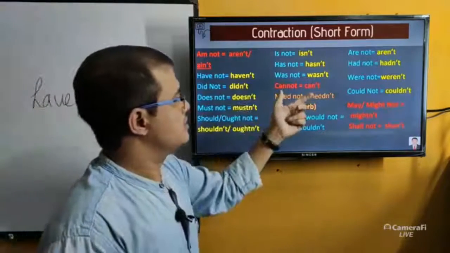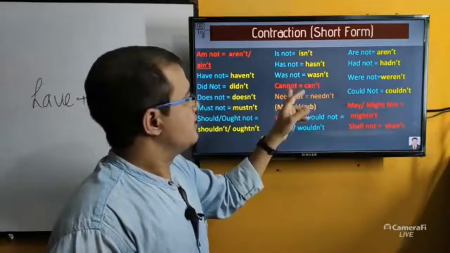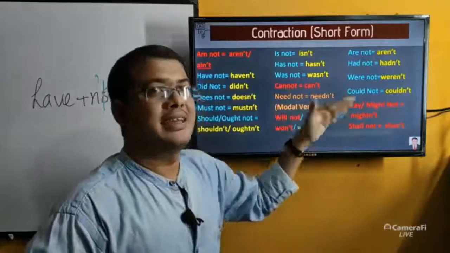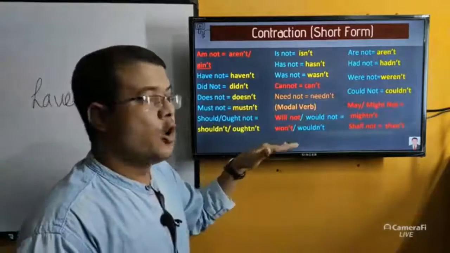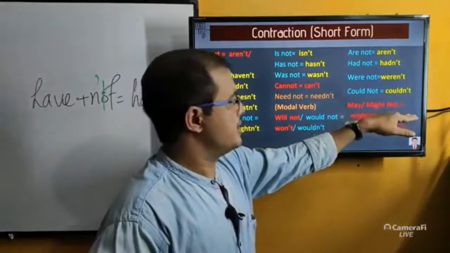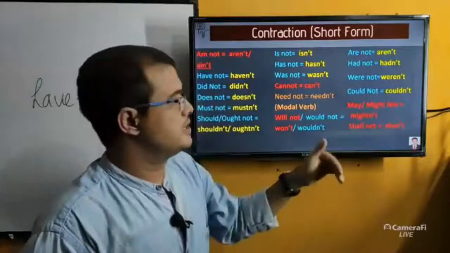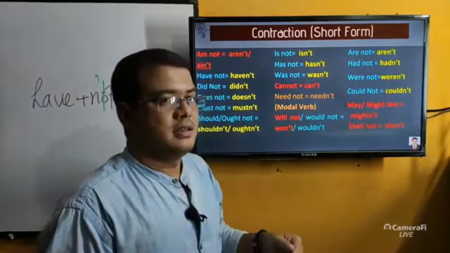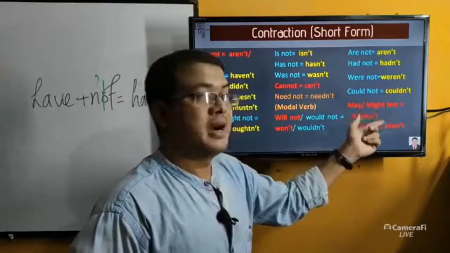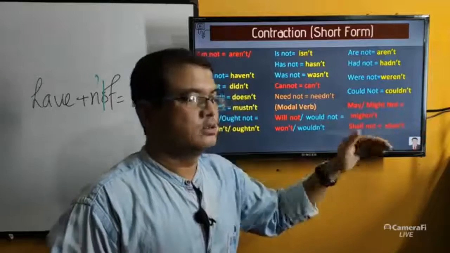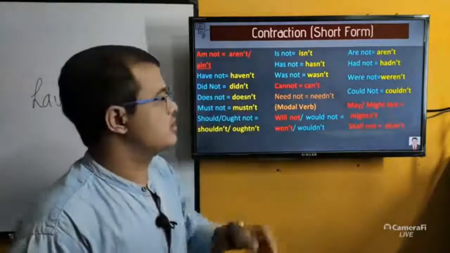Then cannot, it should be can't. Another one is will not, it would be won't. Then may and might not, it's a bit confusing. May and might not, you must use mightn't. If it is may in the statement, you must use mightn't in the tag questions. Don't forget this one. Shall not, it would be shan't.